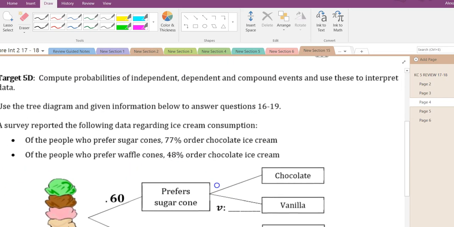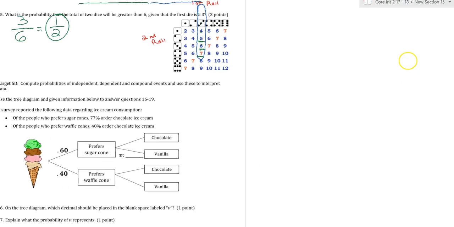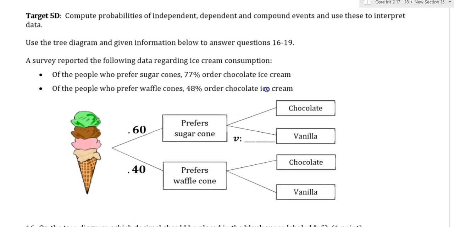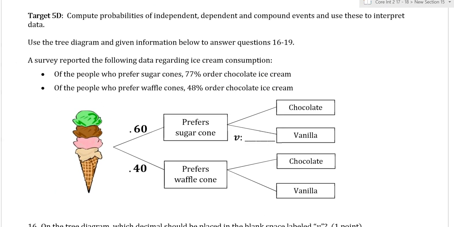Hey guys, today we're looking at target 5D for our review for our test. So we are looking at computing probabilities of independent, dependent, and compound events and using those to interpret data. Remember, our target 5D is really all about these tree diagrams.